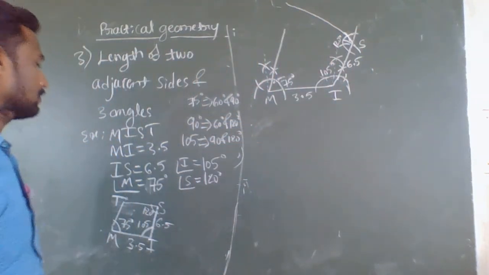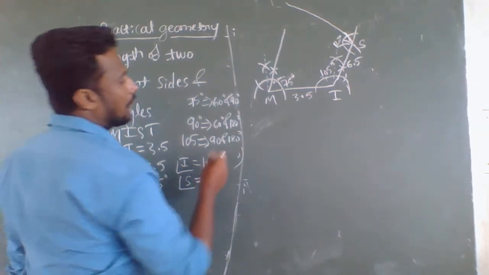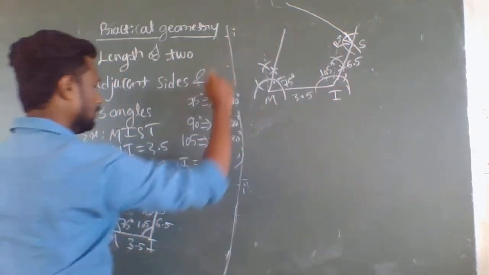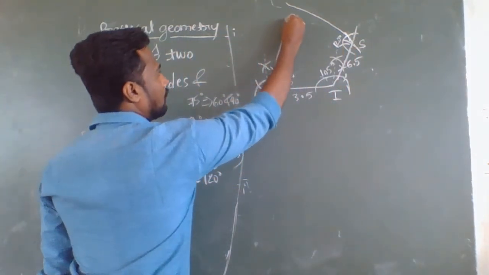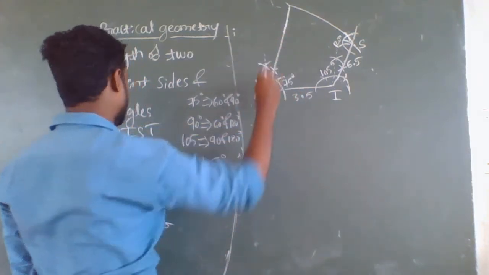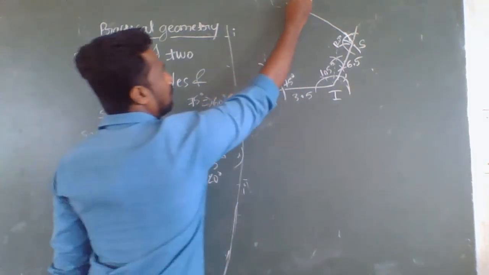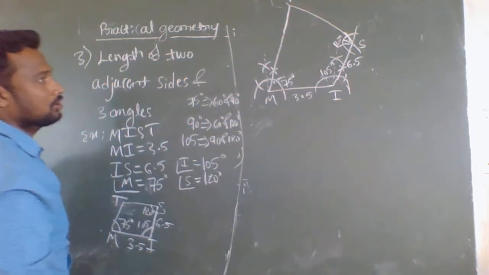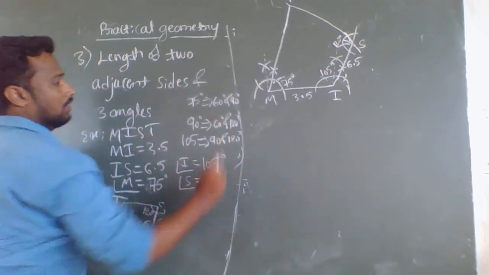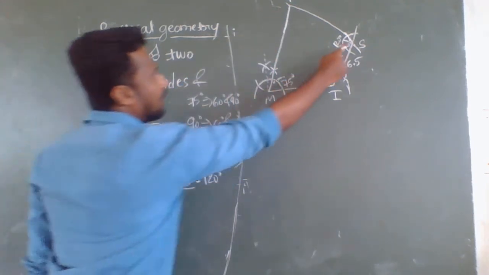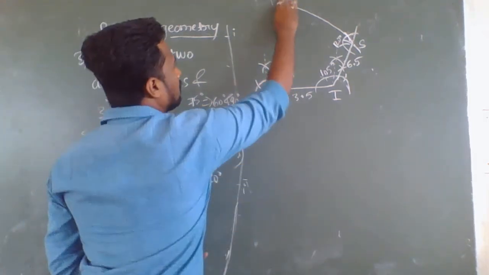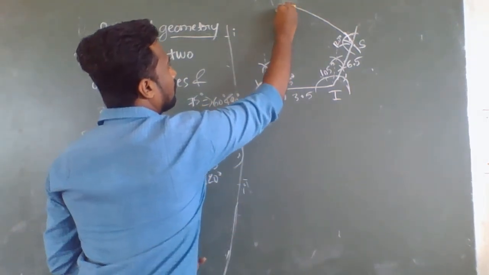at point S. So now I will join this M and S. I will produce this line M and S to get the point T, because the lengths of TM and ST are not given. So here this is the point T.